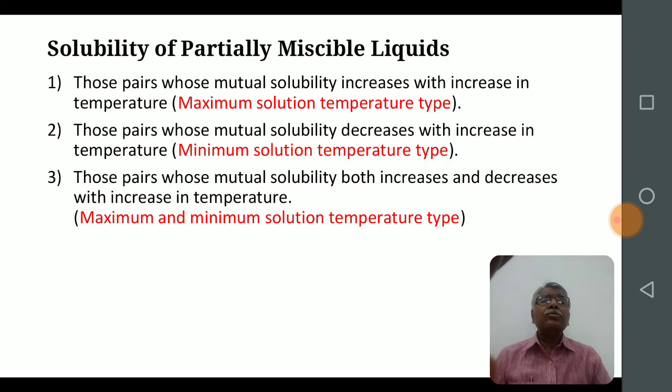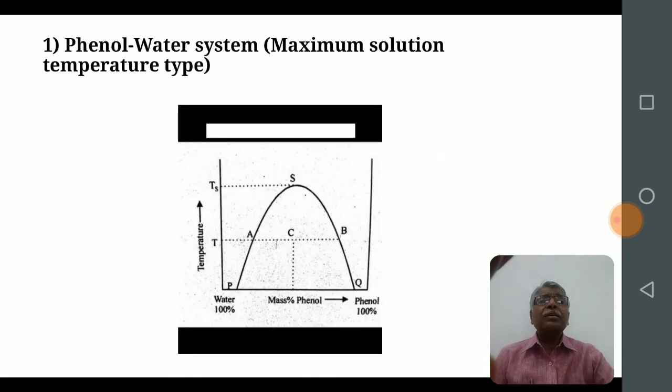Now we see the solubility of partially miscible liquids. There are again three types: those pairs whose mutual solubility increases with increasing temperature, that is, the maximum solution temperature type. Another is those pairs whose mutual solubility decreases with increasing temperature, that is, the minimum solution temperature type. And type 3, those pairs whose mutual solubility both increases and decreases with increasing temperature, that is, the maximum and minimum solution temperature type. Now we discuss type first, that is the phenol water system, the maximum solution temperature type.